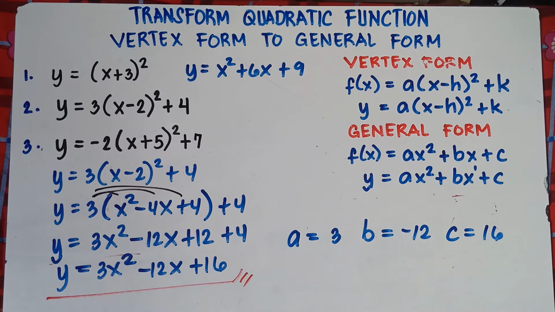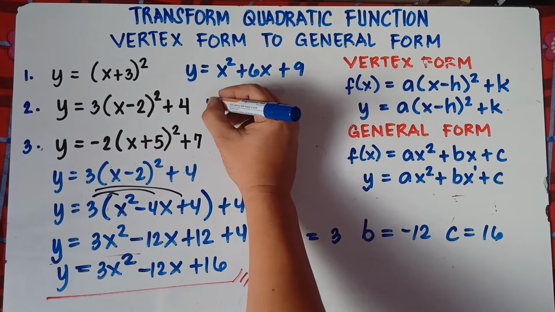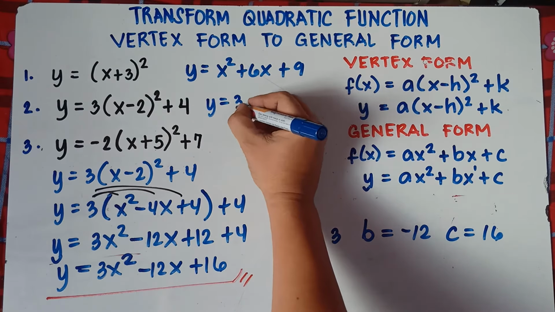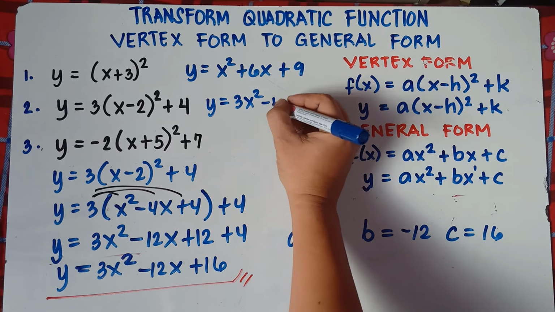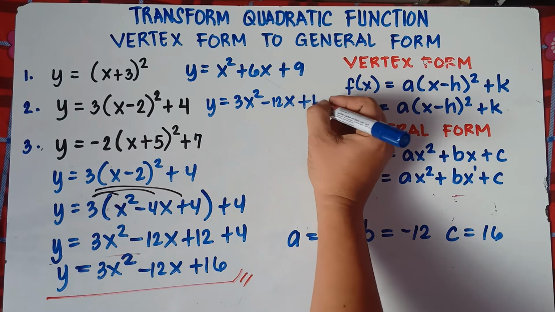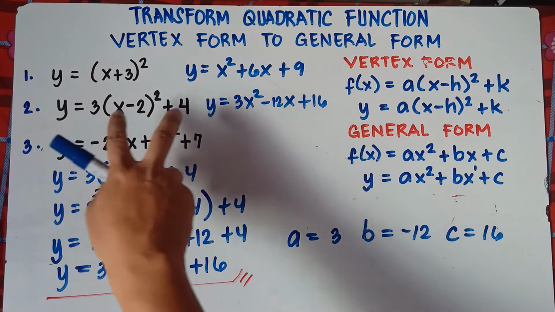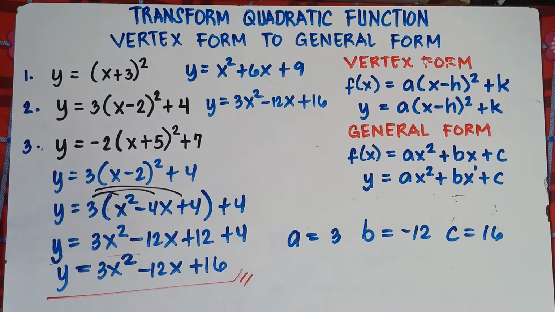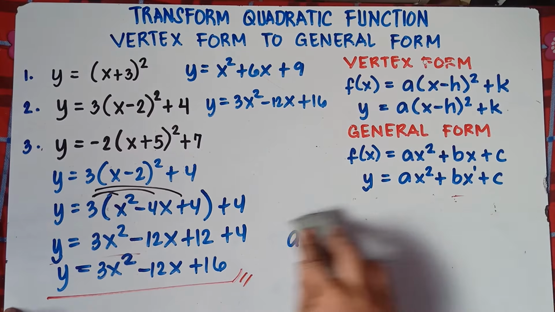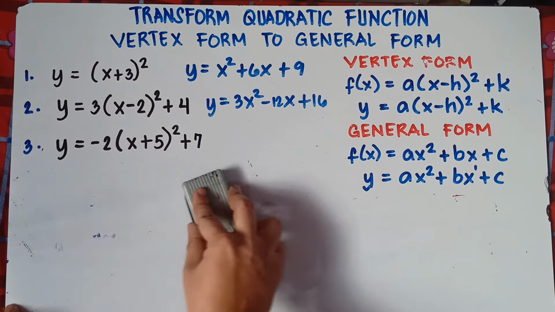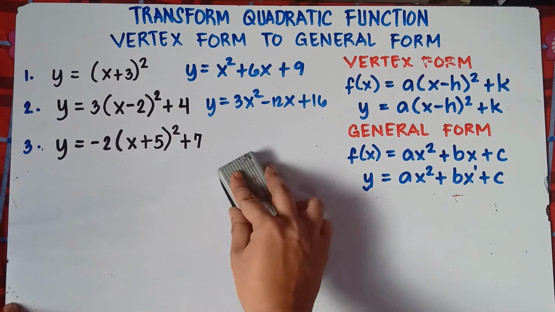And that's the answer, class, for number 2. Easy, right? So our final answer, this will be y equals 3x squared minus 12x plus 16. So I will just not put the a, b, and c because we don't have enough space. So this will be the general form of this vertex form. Alright, so let's try number 3.